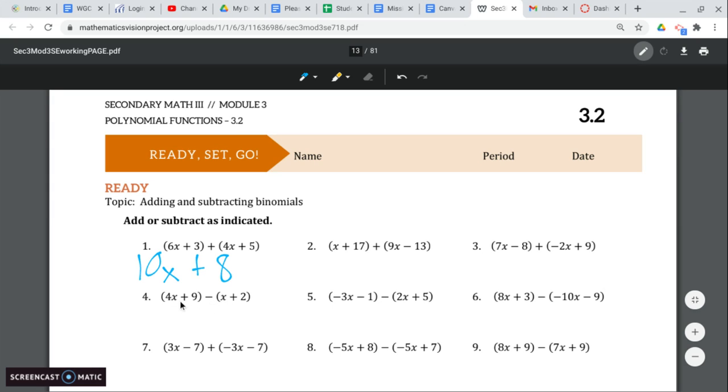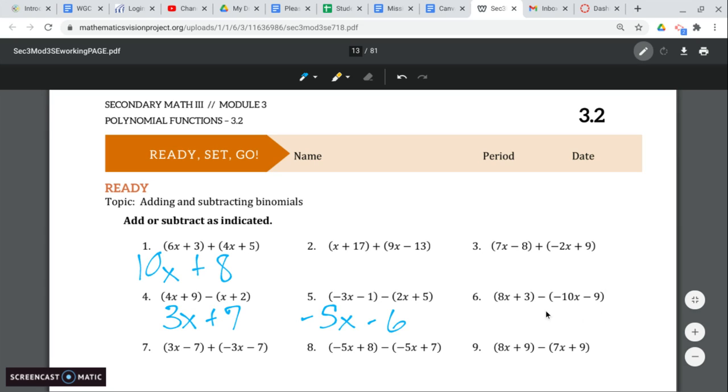So 4x minus x is going to give us 3x, and 9 minus 2 is going to give us 7. This one over here, we have negative 3x minus 2x, so be careful with negatives. That gives us a negative 5x. And negative 1 minus 5, that's going to give us minus 6.